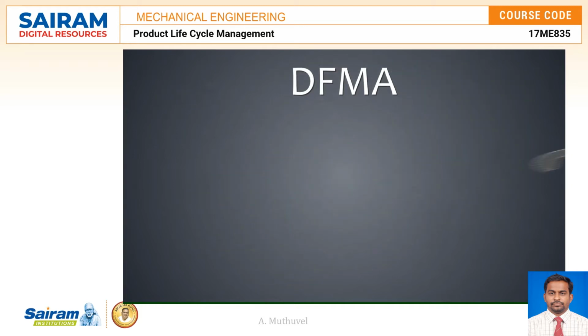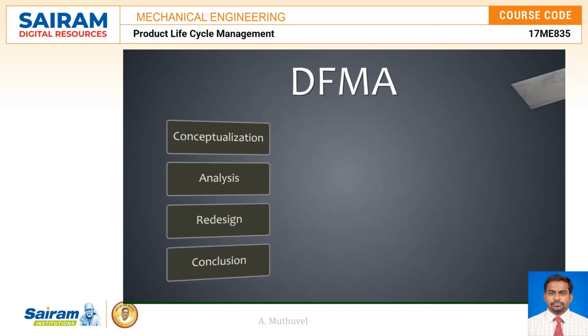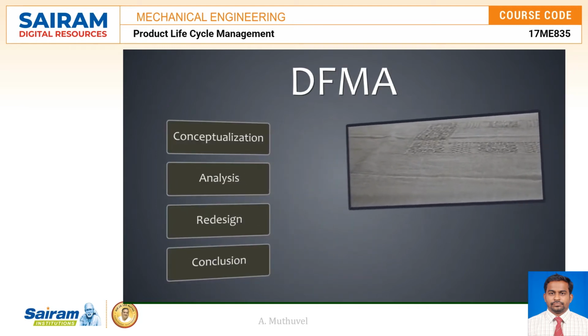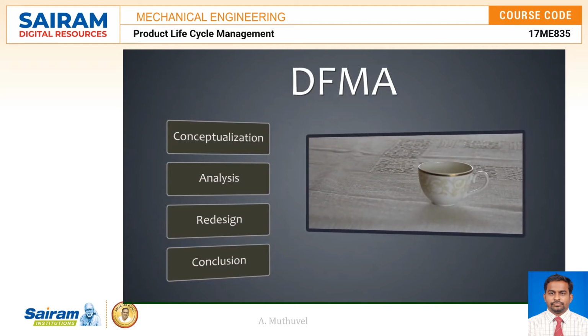The DFMA process consists of four steps: conceptualization, analysis, redesign, and conclusion. To understand each of these steps, we are going to apply the DFMA process to a simple everyday product, a tea set, which includes a teacup with an ear, a saucer, and a spoon. The teacup, its ear and saucer are made from ceramic, while the spoon is made from stainless steel.